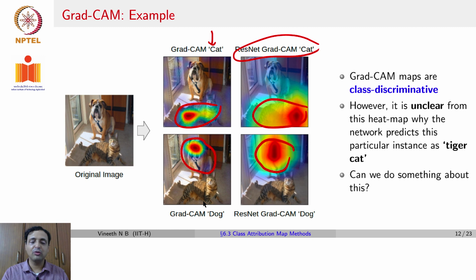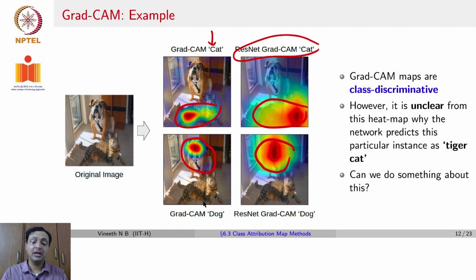But one careful observation here is that the network actually predicts this to be a tiger cat and not just a cat. So can we elaborate on this further and see why it's a tiger cat and not just a cat? Can we try to do anything further?